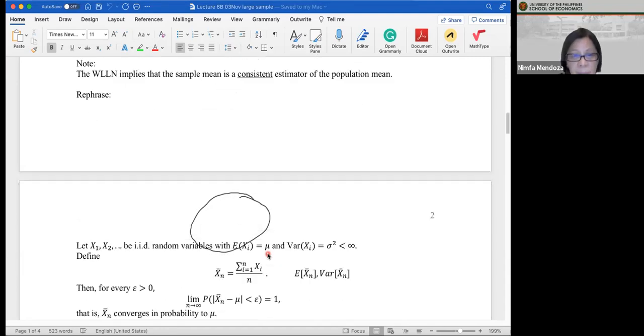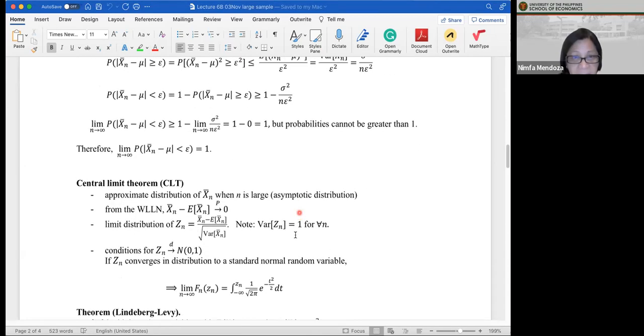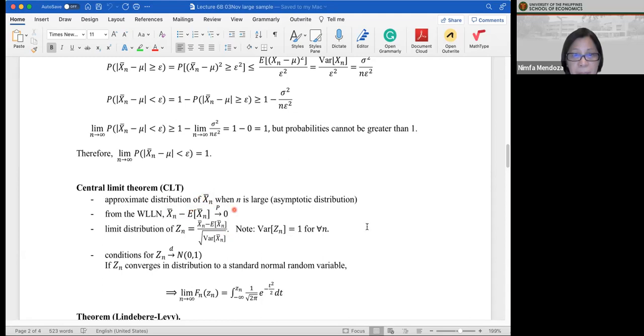Now, when we move to the central limit theorems, we are looking at the approximate distribution of x bar sub n when n is large. So we're looking at the asymptotic distribution. From the weak law of large numbers, we have this. Since we're looking at the asymptotic distribution, let us look at the limit distribution of C sub n, which we defined earlier as this.